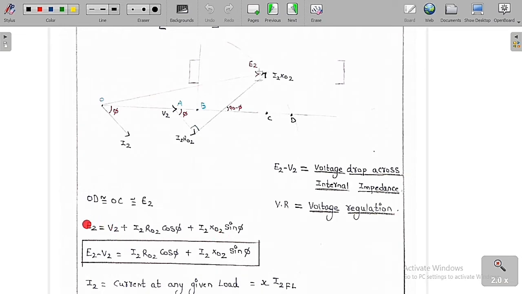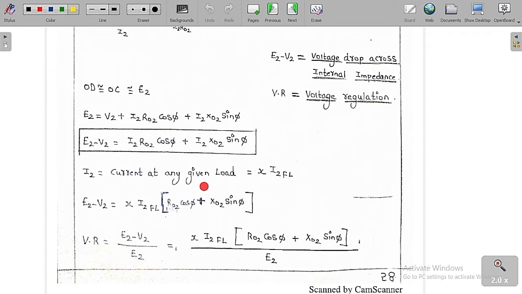So now if I take V2 to the left side LHS, we are going to get E2 minus V2. So E2 minus V2 is equal to I2 into R0 of 2 cos phi plus I2 into X0 of 2 sin phi. If you take I2 as common, we are going to get I2 into R0 of 2 cos phi plus X0 of 2 into sin phi. So we can say E2 minus V2 is nothing but the voltage drop across the internal impedance, and VR is called the voltage regulation.